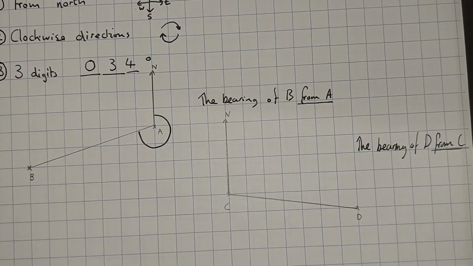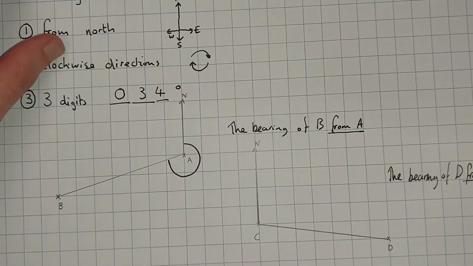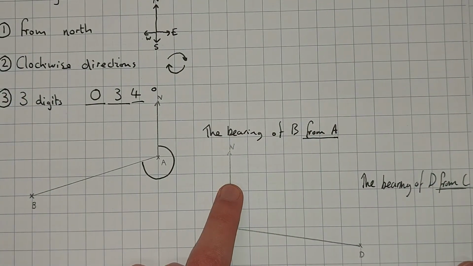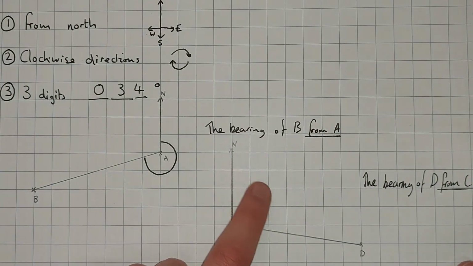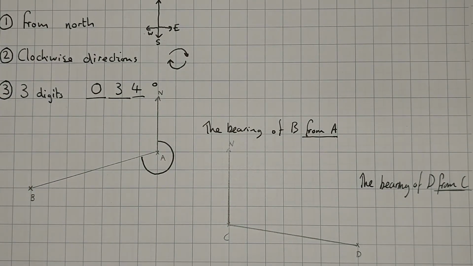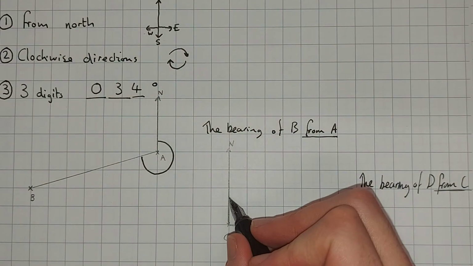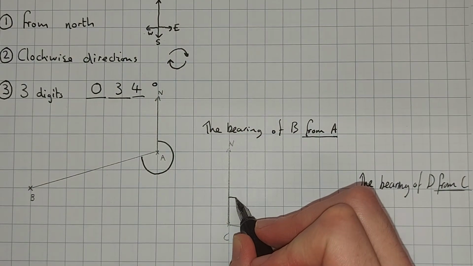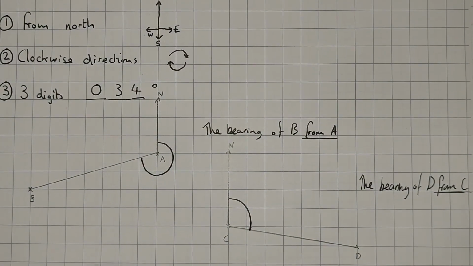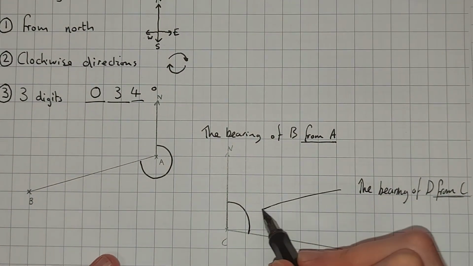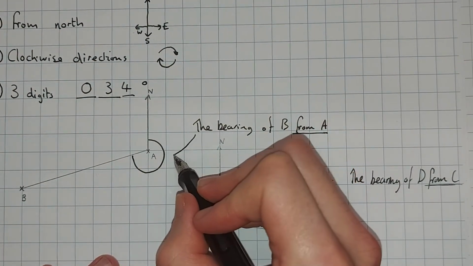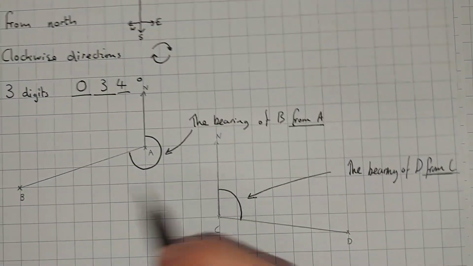Okay, so when we're doing our bearings, let me just move that so you can see up here. We always go from north, so from here, clockwise, so we're going to go in this direction, and it has to have 3 digits. We won't worry about the digits yet because we're not measuring. So we're going to start at north, and we're going to go in a clockwise direction, and we're just going to stop when we hit the line we need to be at. Okay, so this here is the bearing of D from C, and this here is the bearing of B from A.